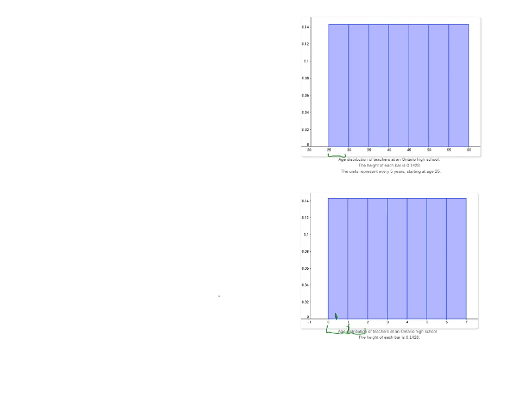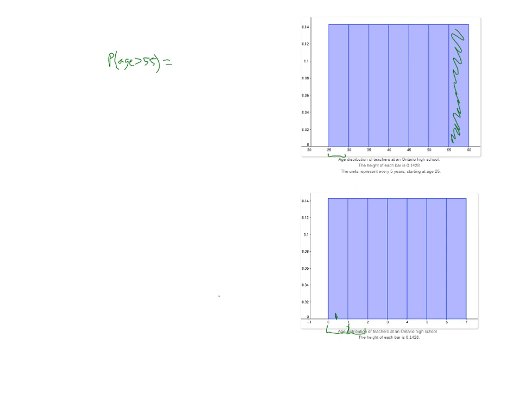So for example, if we want to know, what is the probability that somebody's age is greater than 55? So that's this column, this bar in our graph.